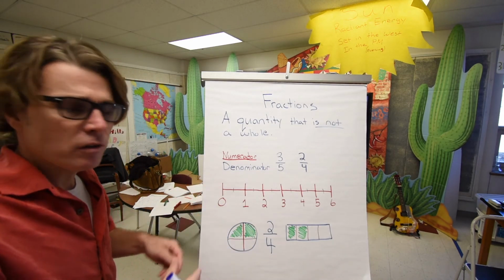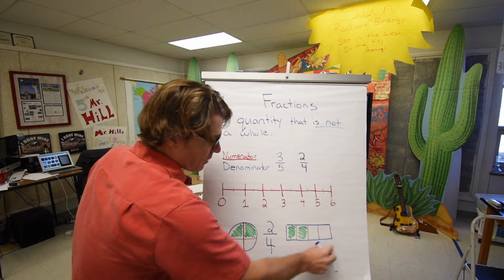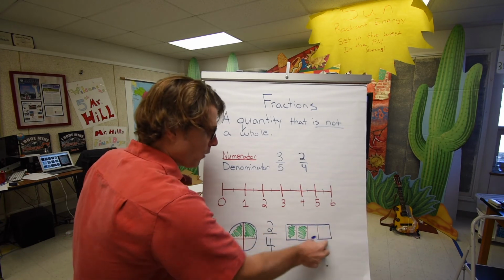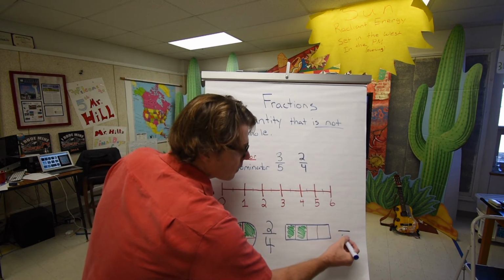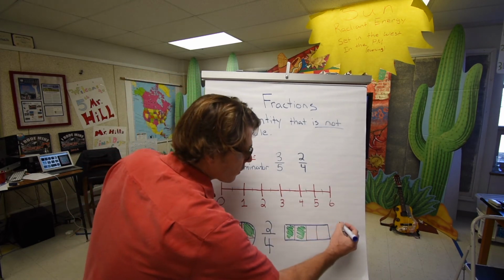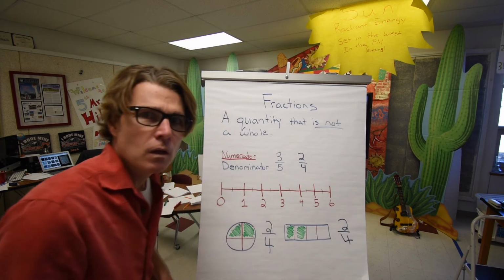So there's a difference there. I have a rectangle here, and again, I've divided that rectangle, which would be one whole rectangle, into 4 parts. Denominator 4. And same here, I've got 2 of those represented, so that would be my 2.